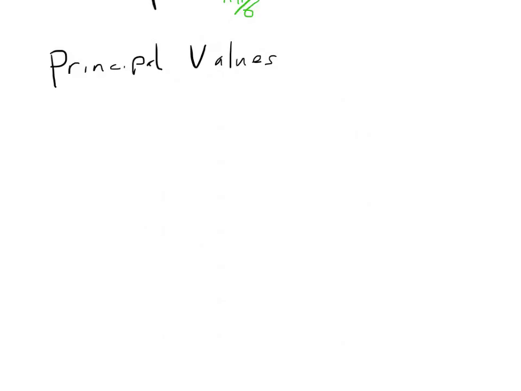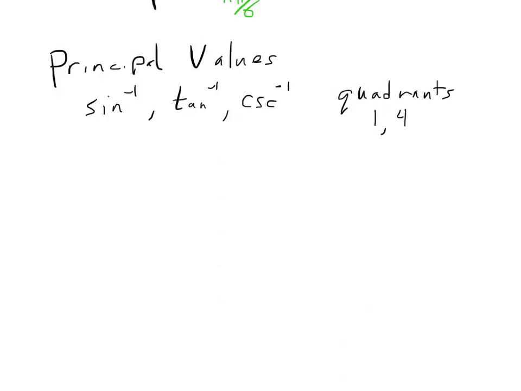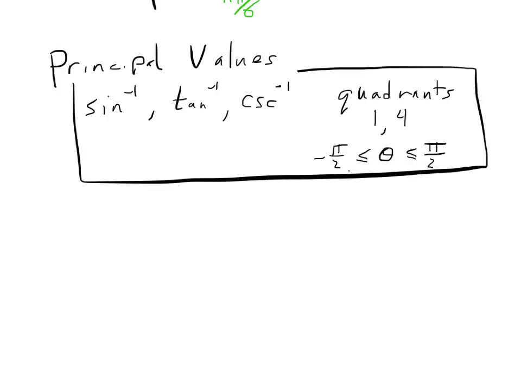And what are principal values? They're basically a definition of which answer you should use when you're doing inverse functions. And so when you are doing inverse sine, or inverse tangent, or inverse cosecant, you should always be looking in quadrants 1 and 4. And your answers should always be between negative pi over 2 and pi over 2, right? So for those three trig functions, you will always be looking at quadrants 1 and 4, and your answers are always between negative pi over 2 and pi over 2.